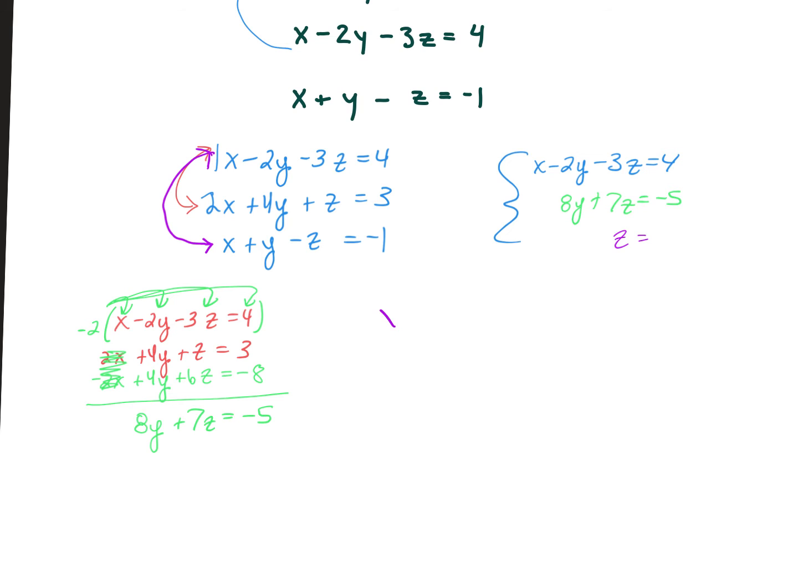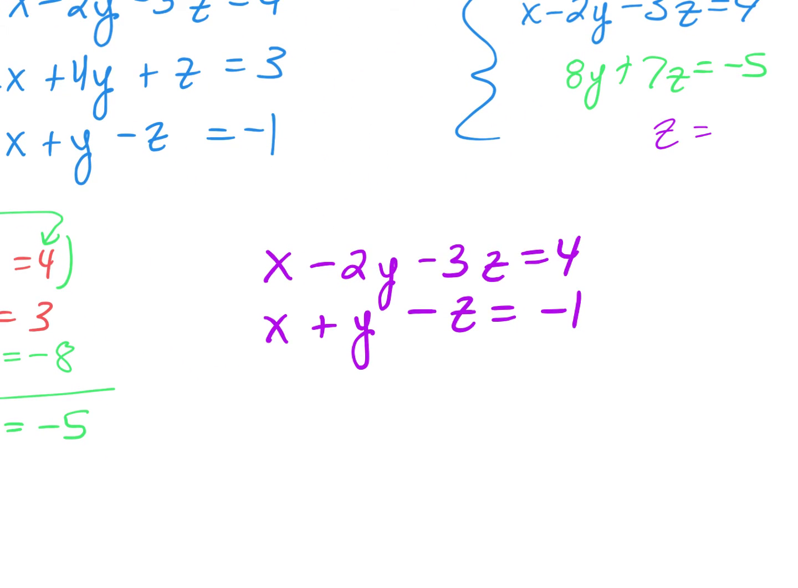So I'm going to take this top equation, x minus 2y minus 3z equals 4, and x plus y minus z equals -1. So what would I have to multiply one of my equations by here in order for the x's to cancel out? -1. I'm just going to go through and change the signs of everything in the top, right?